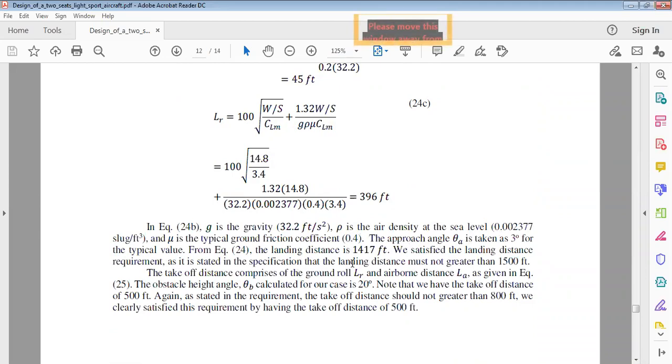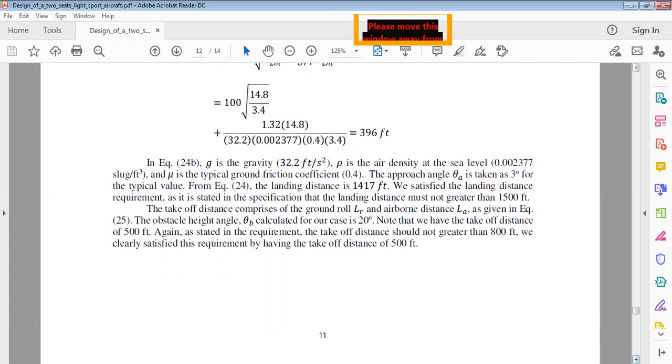The landing distance is about 1417 feet. We satisfied the landing distance requirement, as it is stated in the specification that the landing distance must not be greater than 1500 feet. So we should not go beyond 1500. The height angle should be 20 degrees. We have to take all these considerations into account beforehand.